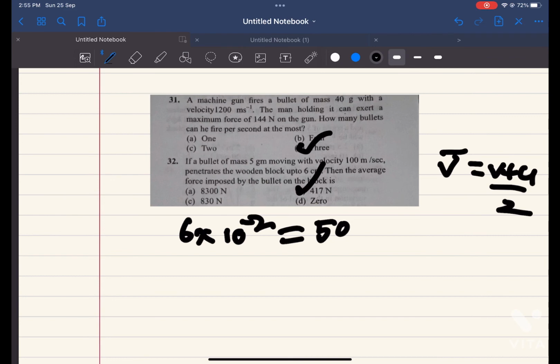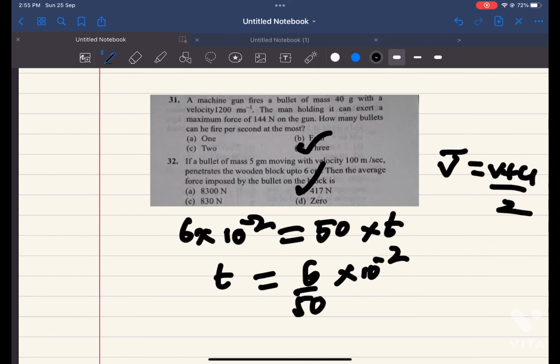Now why is it v plus u by 2? Since it's constant retardation, the average velocity is v plus u by 2, and the final velocity is 0. So we get it as initial velocity by 2, which is 100 by 2, 50, into time, which is equal to the stopping distance. So time is given as 6 by 50 into 10 power minus 2 seconds.